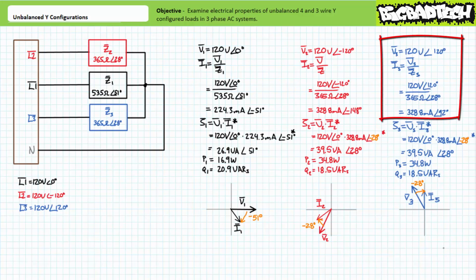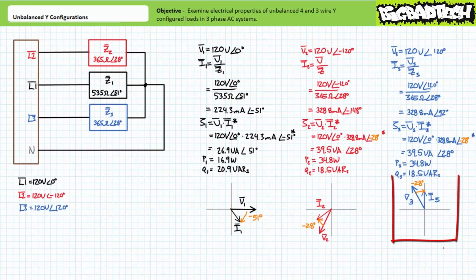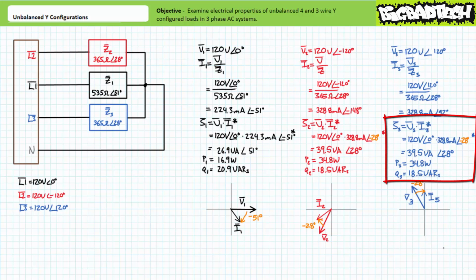An application of Ohm's law for load impedance Z3 demonstrates current through it will be 328.8 milliamperes at an angle of 92 degrees. A phasor diagram illustrates current lags voltage by a relative 28 degrees. Using the relative phase shift, application of the AC power formula demonstrates load impedance Z3 experiences 39.5 volt amperes of apparent power, of which 34.8 watts is directed towards real power and 18.5 VARs is directed towards a reactive interchange.